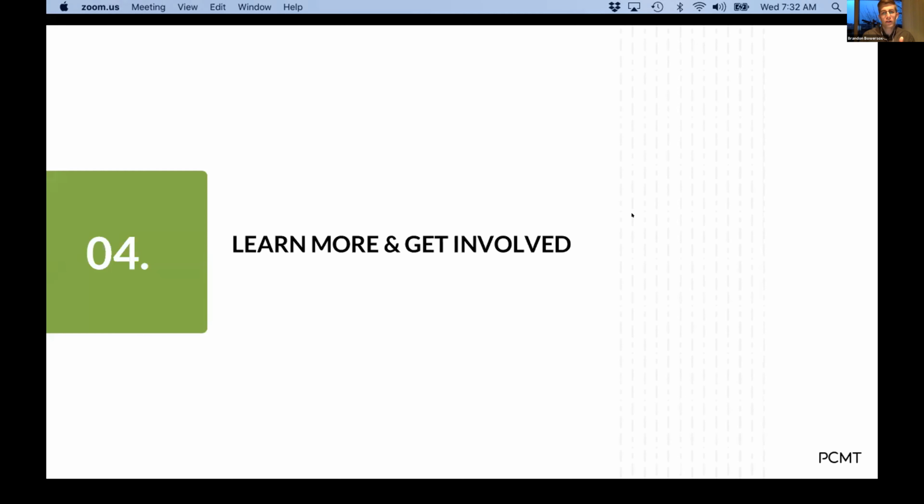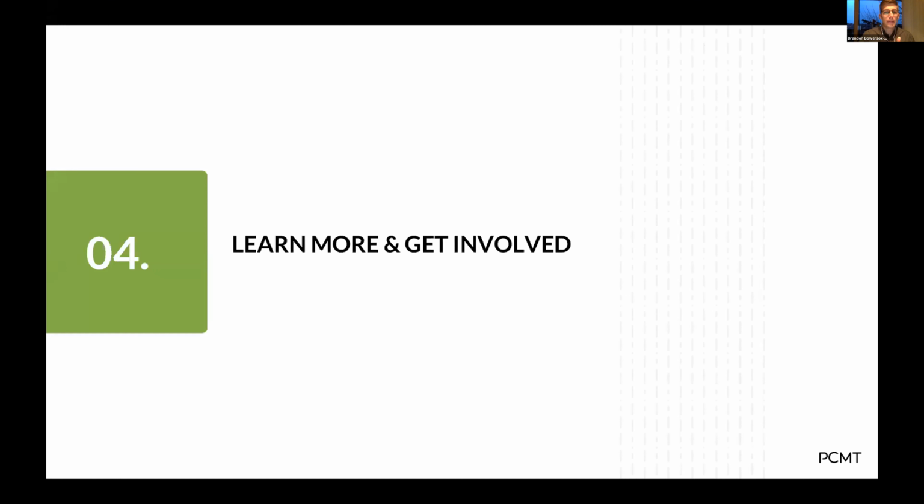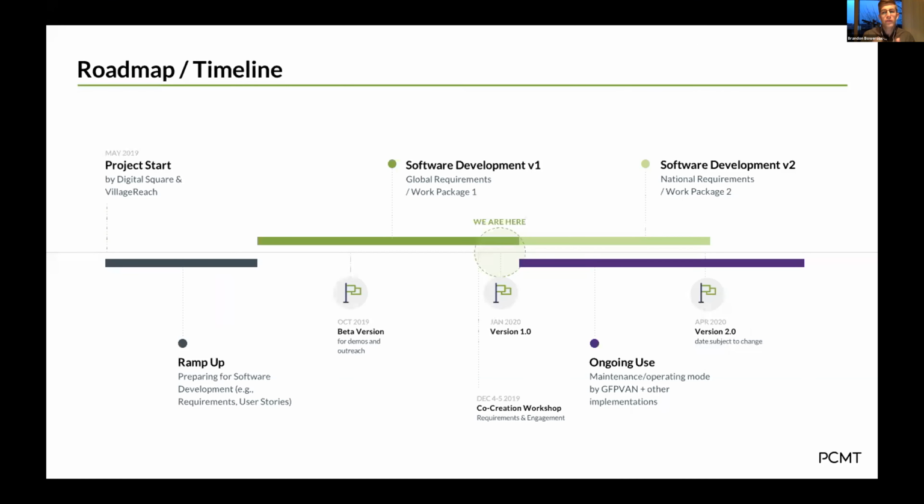So where to learn more and how to get involved. A brief overview of the timeline. We are just, as Josh said, finishing version 1 of PCMT, which is a global set of requirements for global organizations like the GFP van to be able to use PCMT. And this year, in 2020, we're starting a version 2 package of work around national requirements so that national product catalogs and in-country supply chains could use and benefit from PCMT.